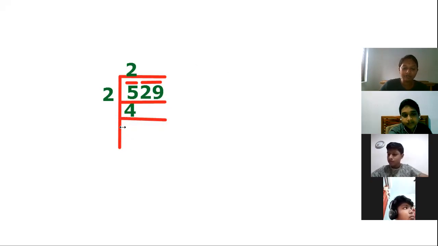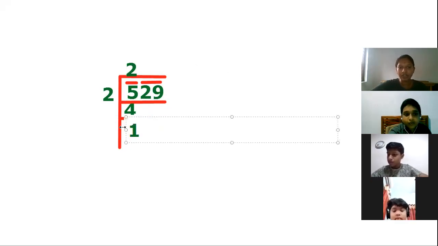And after that, what do we have to do here? We have to bring down the next digit, as in our normal division. But here, we will bring down the whole pair, that is 2 and 9, because 2 and 9 are paired. That's why we are bringing down the whole pair. Okay, then what happens? The number becomes 129.